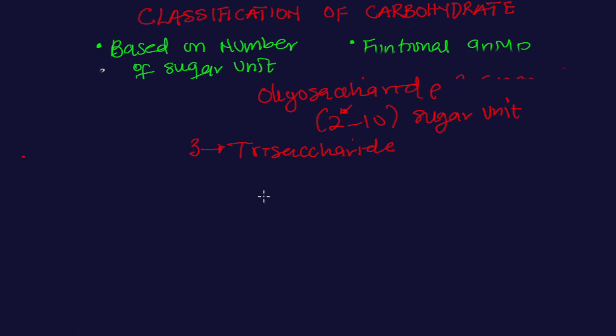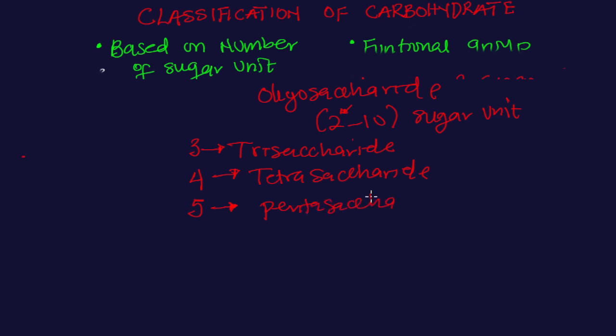Then the next one is oligosaccharide with 4 sugar units. It is called tetrasaccharide. Then oligosaccharide with 5 sugar units is called pentasaccharide.